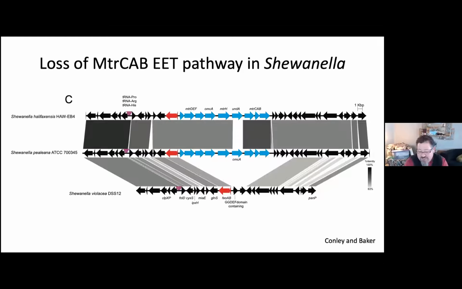And then we even dig around in some Shewanellas. So most Shewanellas have the capacity to respire metals, but not all of them. And here is a case where we think is a loss. So here's two closely related Shewanella strains, halifaxensis and pealeana, that have this Mtr cluster here. And the Shewanella Mtr clusters, in most cases, are more complex than the Vibrio and the Aeromonas ones. But you can see here Shewanella violacea, which is a deep sea Shewanella isolate, those genes just seem to be gone.